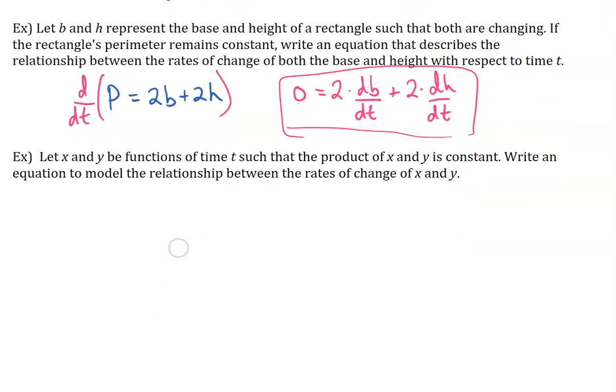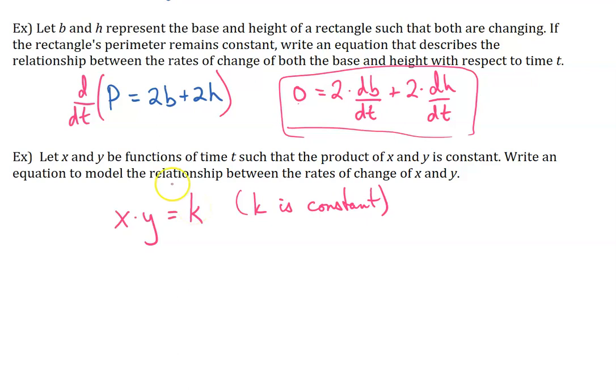Okay, let's do one more. X and y are functions of time t such that the product of x and y is constant. Write an equation to model the relationship between the rates of change of x and y. The product of x and y is constant, meaning we can start with an algebraic equation, x times y equals, and it doesn't tell us what to use. I'm going to use k because k is a common letter for a constant. So x times y equals k, where k is a constant.